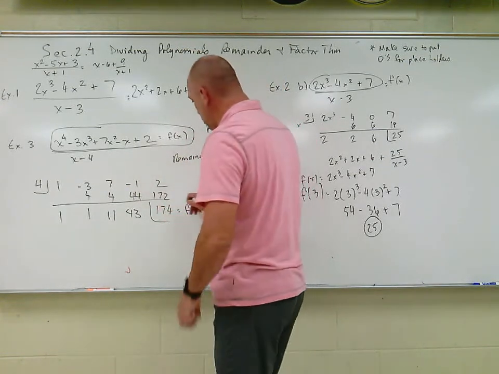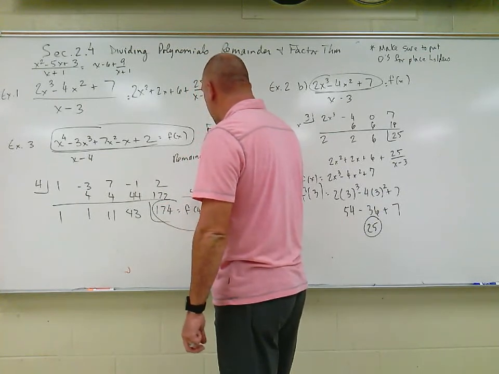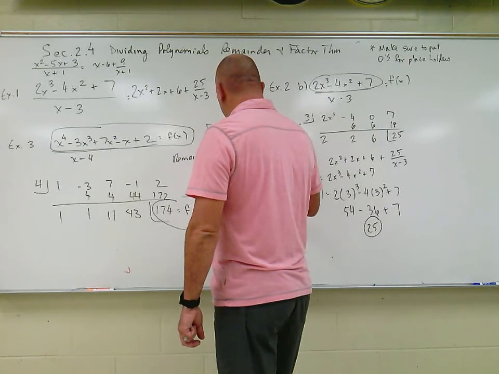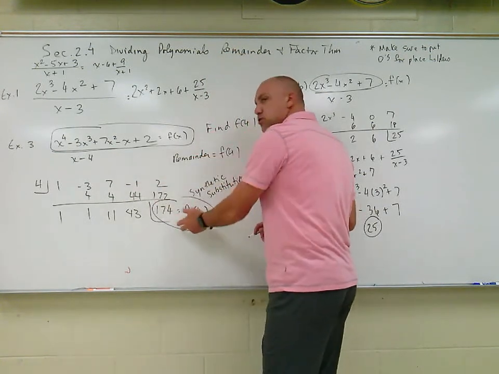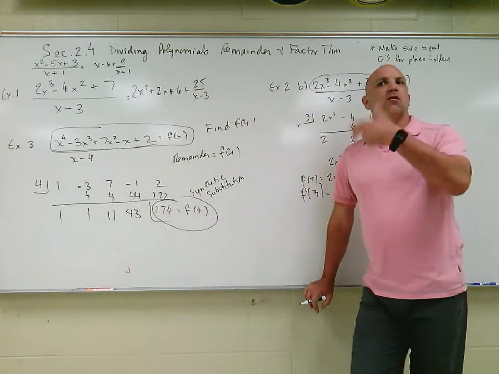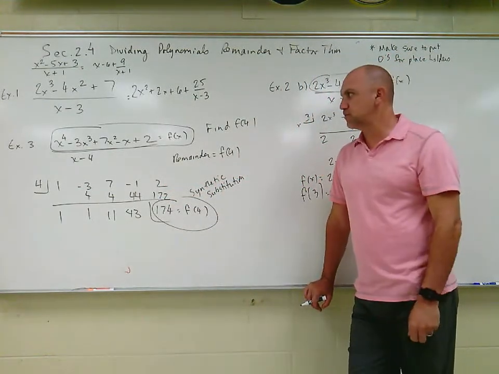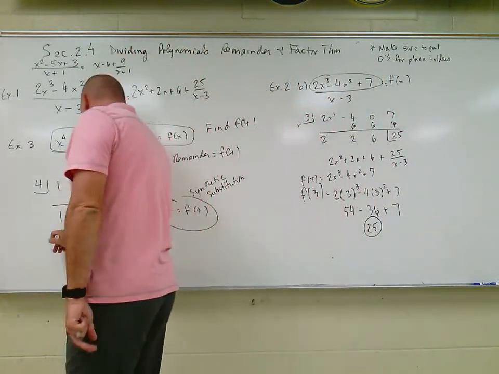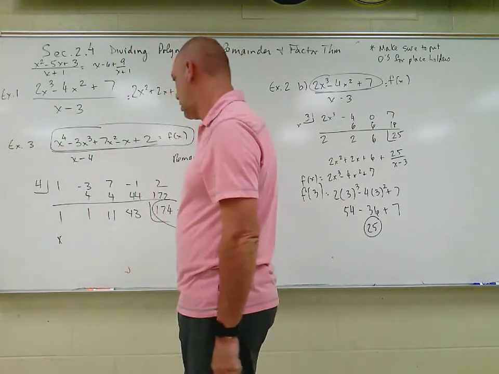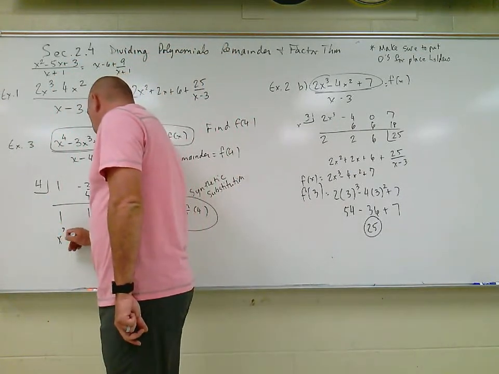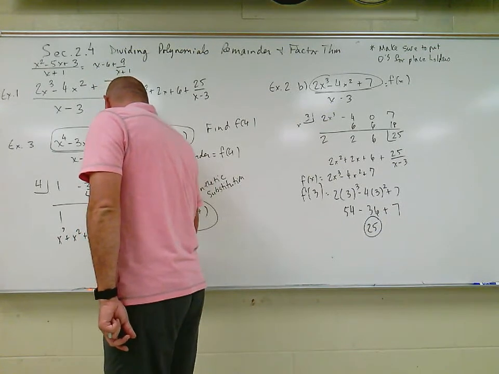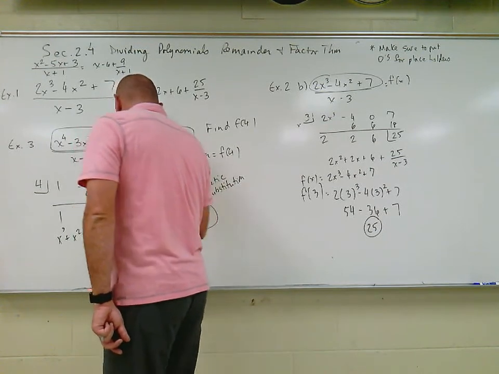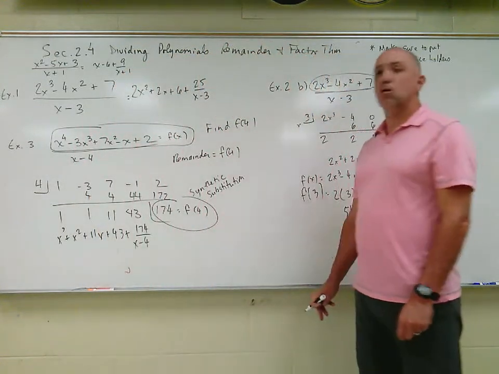When you only want this, we call this synthetic substitution. So in lieu of subbing in a 4, if we're only using the division to get the remainder, we call it synthetic substitution, because I don't really want the quotient. But if I want the answer, it's going to be x to what power? Cubed. x cubed plus x squared plus 11x plus 43 plus remainder of 174 over x minus 4.